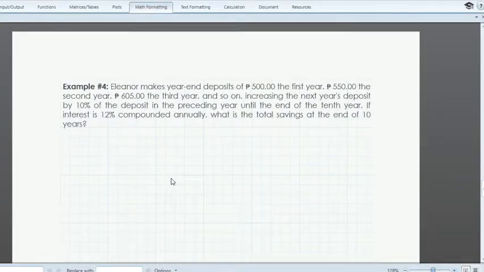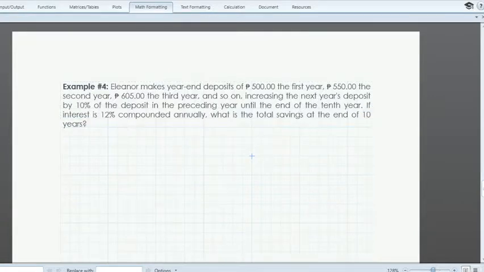Eleanor makes year-end deposits of 500. The first year, 550. The second year, 605 pesos. The third year, and so on. Increasing the next year deposit by 10% of the deposit in the preceding year until the end of the 10th year. If interest is 12% compounded annually, what is the total savings at the end of 10 years? So, 10 taon yung i-consider natin.